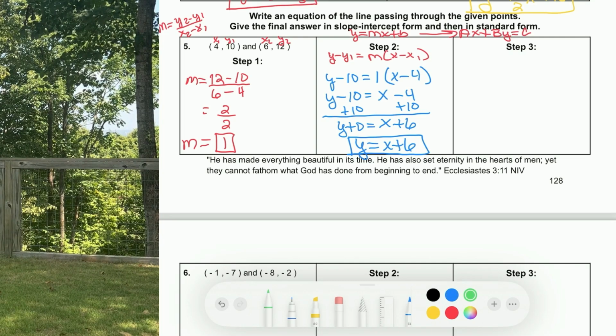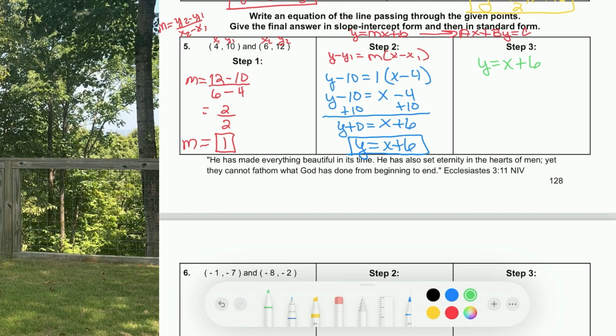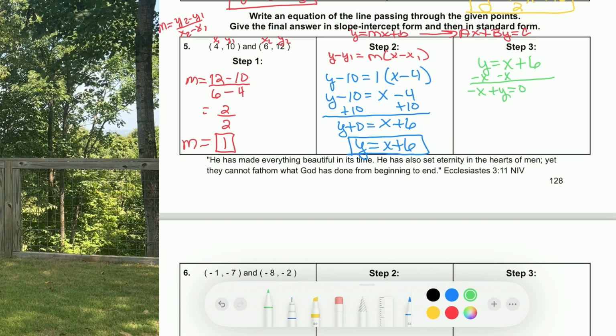Now we need to transition that slope-intercept form into standard form. So I'm going to rewrite it over here. The way we're going to do that is we need to get both our x's and our y's on the same side. This one's going to be fairly simple. We just have to subtract x from both sides. I get negative x plus y equals 0 plus 6. So our answer is negative x plus y equals 6.